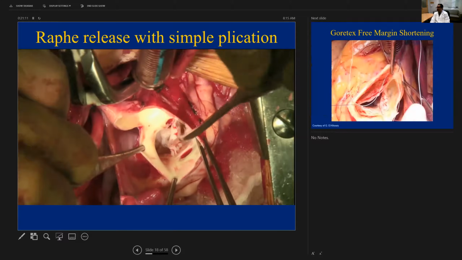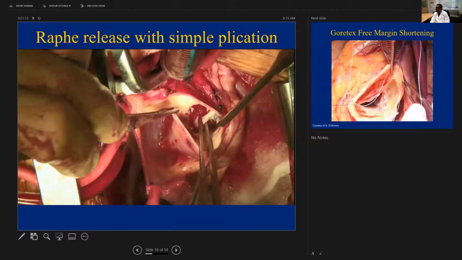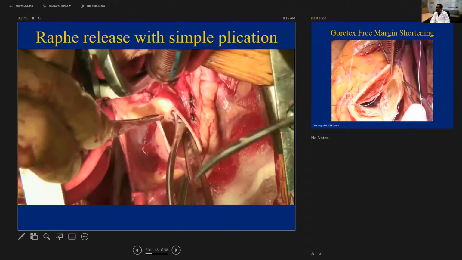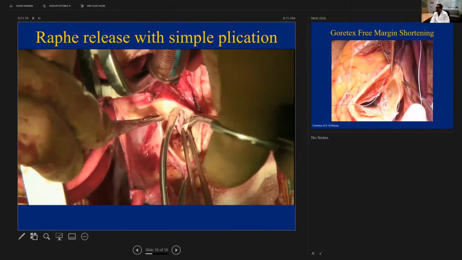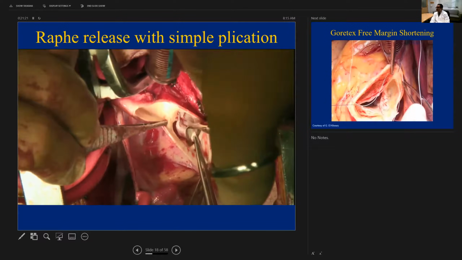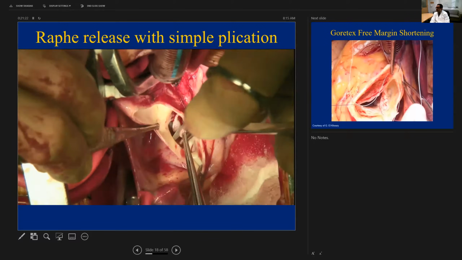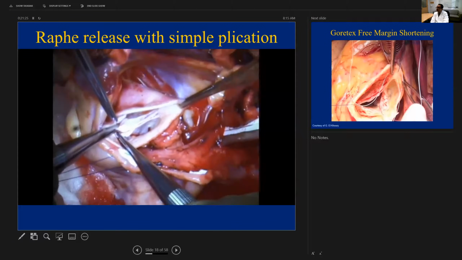Here you can see a raphe release. You can see the conjoint cusp right there being evaluated. And there was some tethering to improve mobility. You can release that calcified portion of the raphe on the conjoint cusp, and you can achieve good coaptation.